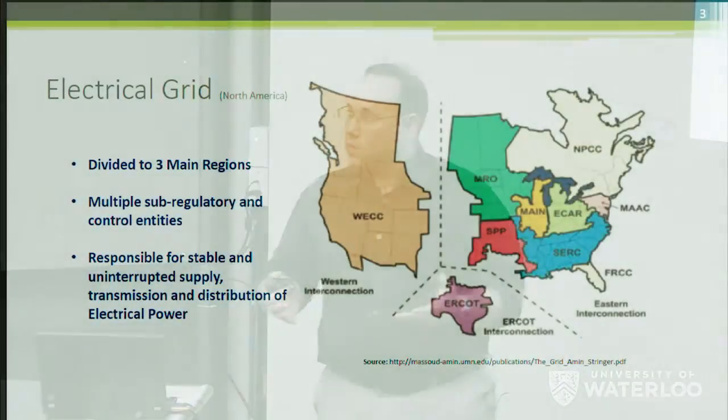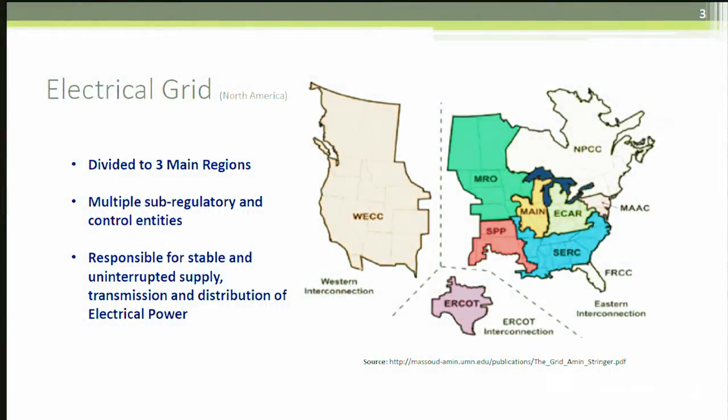So this is the electrical grid in North America. North America is divided into three main interconnections. There's ERCOT, which is just Texas. It's one state, everything is embodied in one. You have the Western interconnection and you have the Eastern interconnection. And those acronyms that you're seeing are basically the regulatory bodies on top of that. So there are two different regulatory bodies.